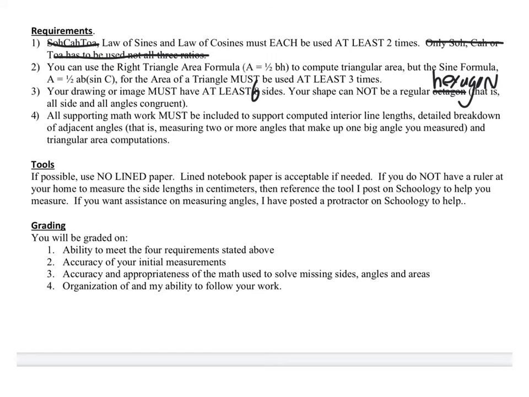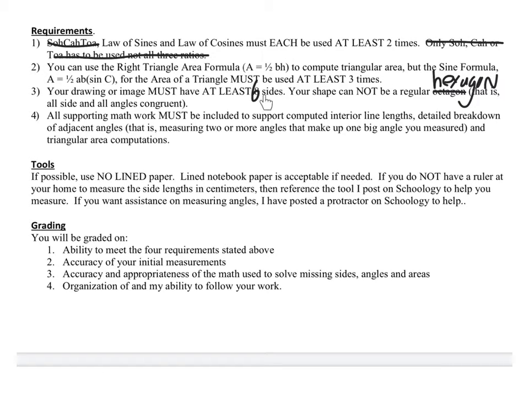So let's talk about the requirements on which you're going to be graded. You must use at least law of sines and law of cosines each at least 2 times. That's not going to be hard to do. You are allowed to use the area formula of 1/2 base times height, but you must use the new one, 1/2 AB sine of C, at least 3 times. It's very easy to use this. 1/2 AB sine of C can always be used in exception to 1/2 base times height.